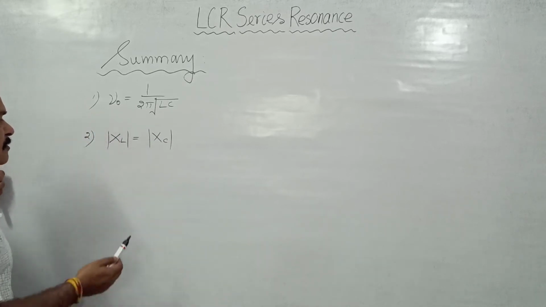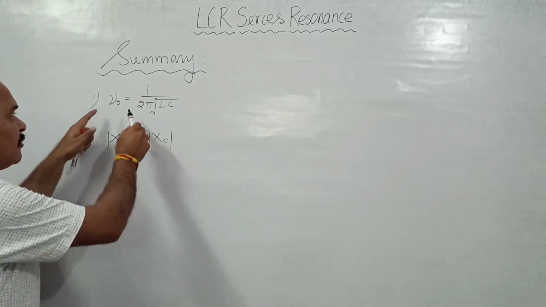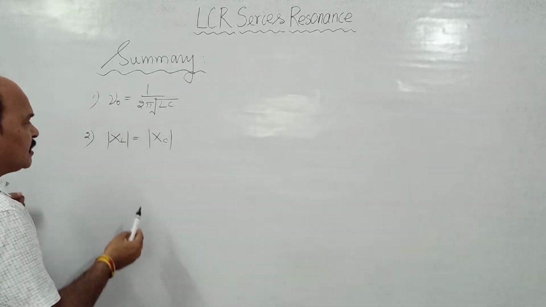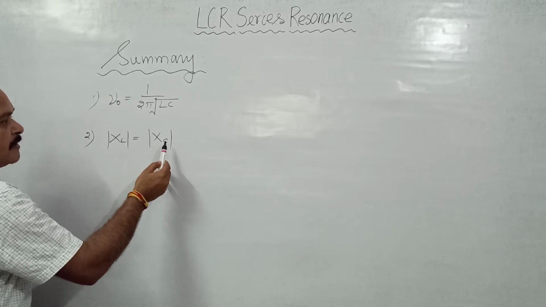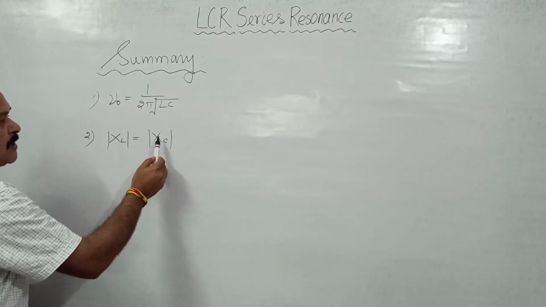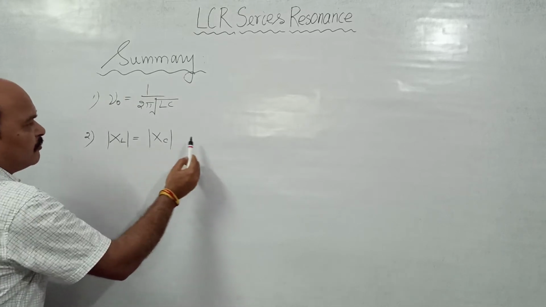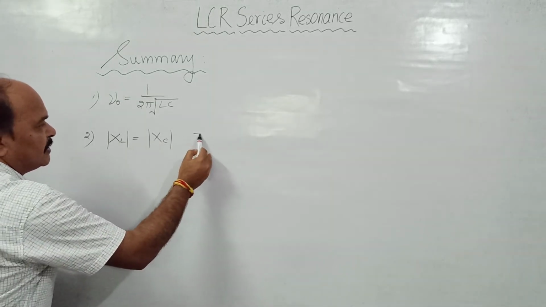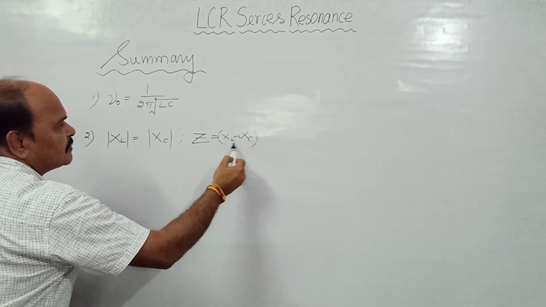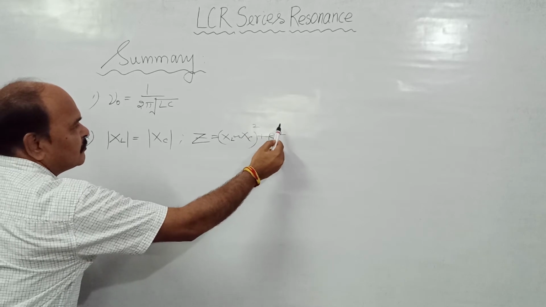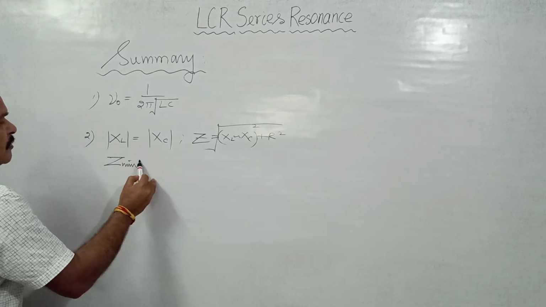So what are these values? These values are omega L, this is 1 upon omega C. We solve it and we get the value of this resonant frequency. Now see, if we multiply both sides by I, then what happens? We get VL, we get VC. Anyway, when XL is equal to XC, what happens? Z we know is square root of XL minus XC whole square plus R square. So what happens to Z? Z becomes minimum, and that is equal to R.